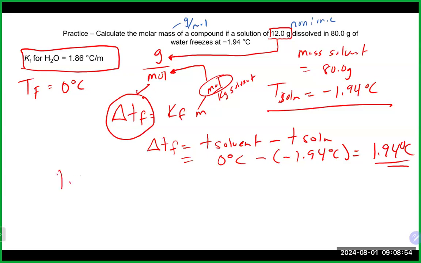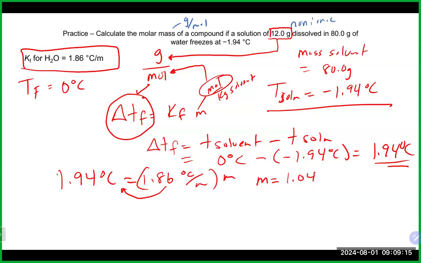So now that we have the proper change without the negative, that will equal our Kf, which is 1.86 degrees Celsius per molality, times our molality. We're going to divide this to the other side. That will give us 1.94 divided by 1.86, which gives a molality in this case of 1.04. Remember, that is moles per kilogram of solvent. Any questions on that part so far?